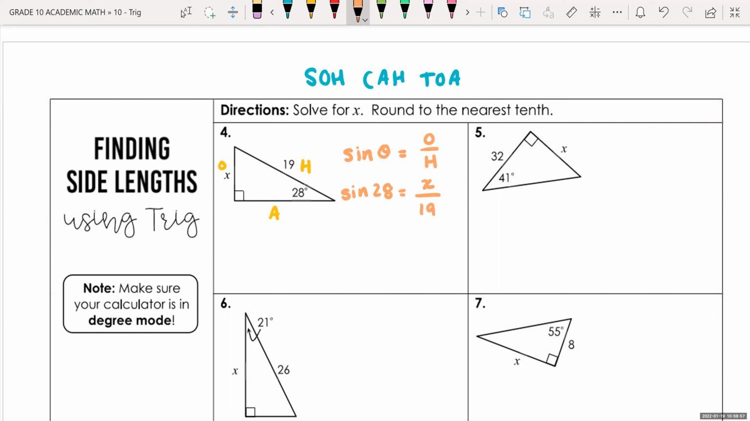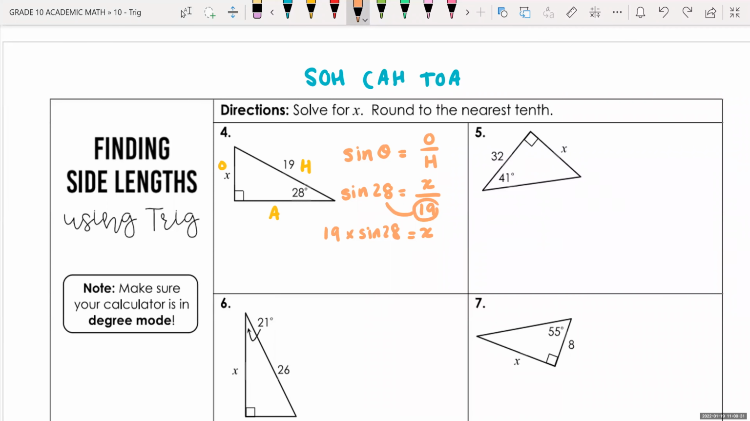So according to our equation rules, how do I get rid of that 19? It's already divided. What's the opposite of division? Yeah, I'm going to multiply both sides by 19. And when I do that, I'm going to end up getting 19 times sine 28 is equal to x. Does everyone see why I did that or how I got that? I'm basically just taking this 19 and multiplying it to this term over here. That's the idea behind it.